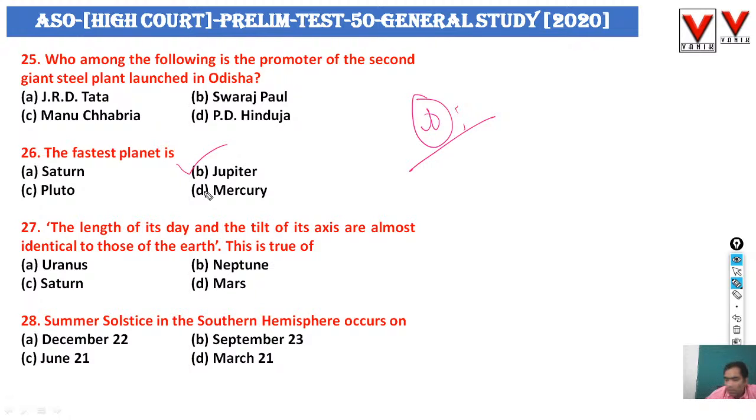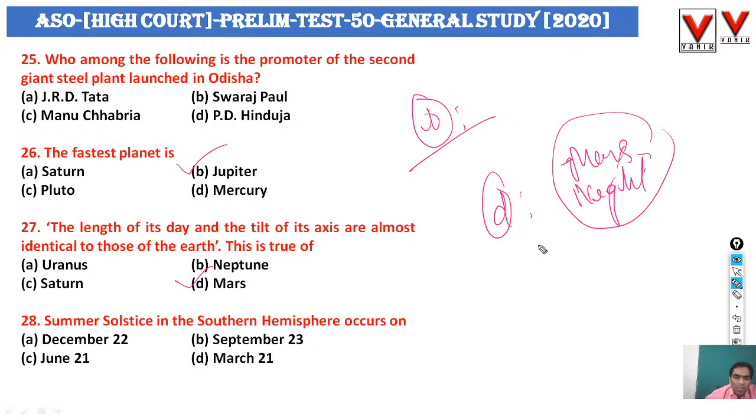The length of its day and tilt of its axis are almost identical to those of Earth. This is true about Mars. Right answer is D. That's why on Mars, day and night are there. Mars also witnesses day and night.